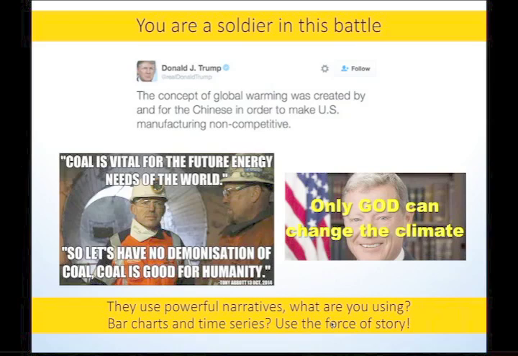So if your enemy, your competition, uses the power of narrative, the power of story, ask yourself, what are you using? This is like fighting against Darth Vader, who has a lightsaber in his hand, and you're fighting him with a stick. If you use bar charts and time series to fight these powerful stories, you're not going to survive. You have to use the same type of weapon. So you have to use story and narrative yourself. This is the only way we can fight this off. Dry facts, bar charts, and time series have proven not to be enough, unfortunately. So use the force, use the force of storytelling.